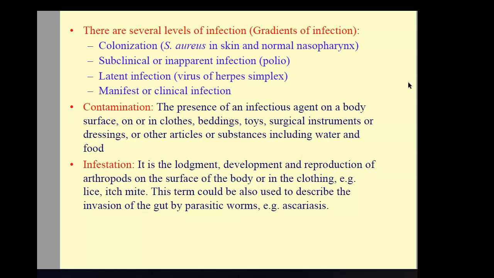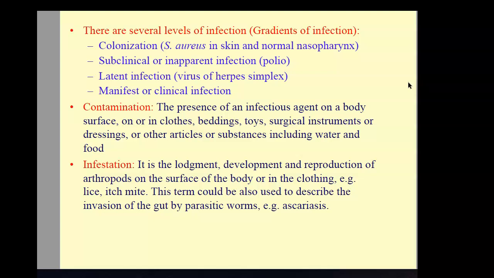Let's look at contamination and infestation. Contamination is simply the presence of an infectious agent on a body surface or on one's clothing, bedding, toys, or even surgical instruments. Others can also be on one's dress or other articles or substances, including water and food.